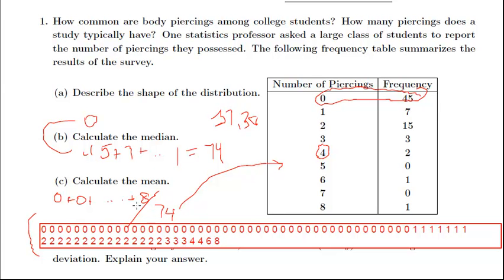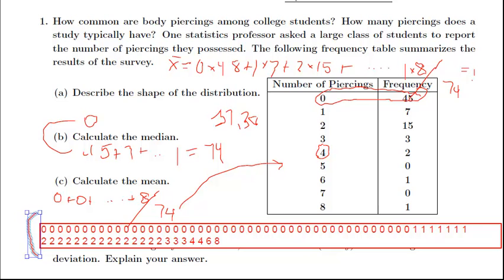And so how you would do it, I'll go ahead and just write it up here. X bar is going to be equal to 0 times 45. Of course, that's 0. Plus 1 times 7, plus 2 times 15. And I keep going until I get to 8 times 1. Okay. And then I divide all that by 74, and I get, I think it was 0.92. You'll have to check my work, but I believe it was 0.92.